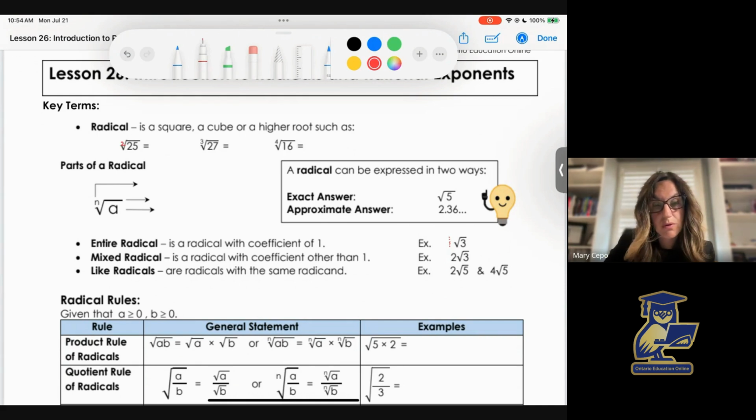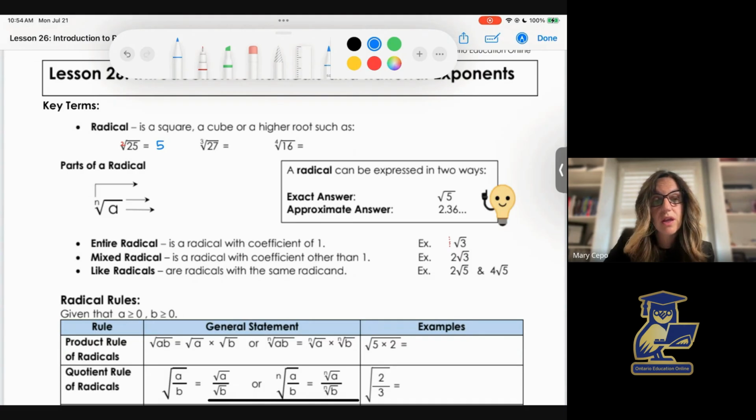Now, when we try to figure out the square root of 25, we have to think of a number multiplied by itself twice to give us 25. And we know that that is 5. So the square root of 25 is 5. But not always are we going to be looking at the square root. We're going to look at the cube root, the fourth root, the fifth root, the sixth root. So that's going to change for us.